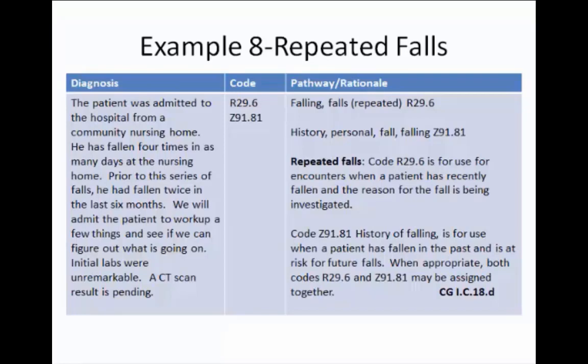We will admit the patient to work up a few things and see if we can figure out what's going on. Initial labs were unremarkable. A CAT scan is pending. So we have nothing more definitive than the repeated falling and the history of falling. And the coding guideline tells us that we can use both codes when it's appropriate.